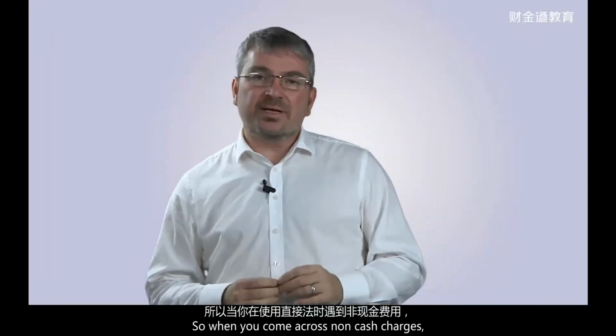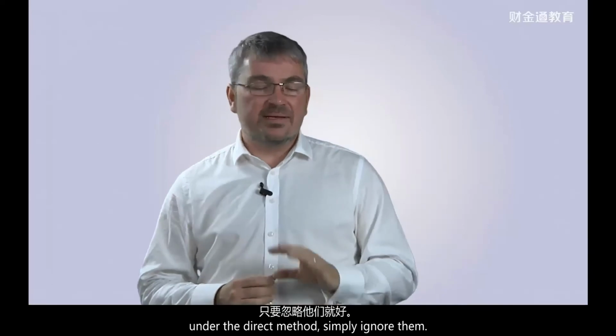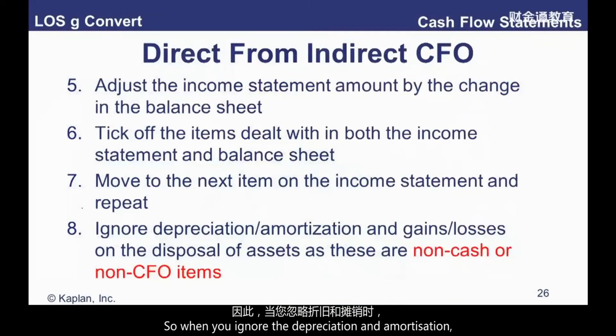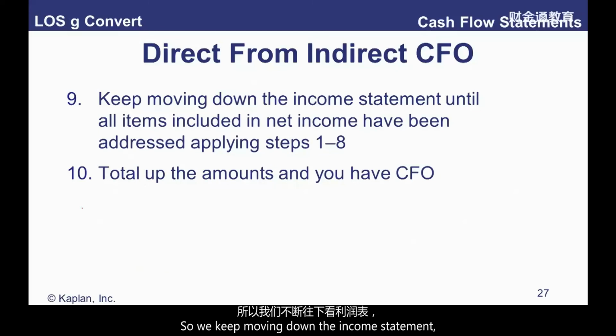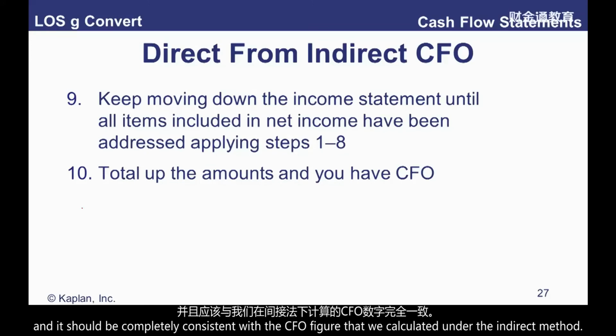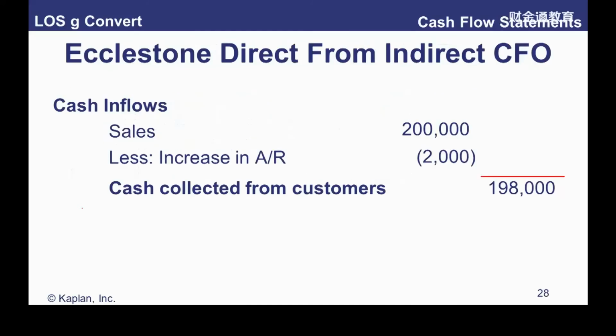So when you come across non-cash charges under the direct method, simply ignore them. So we're going to ignore depreciation, amortization, we ignore gains and losses on disposal of assets, ignore gains and losses on the early retirement of debt, etc. So we keep moving down the income statement until we hit our net income line. We then total it up and we should get CFO. And it should be completely consistent with the CFO figure that we calculated under the indirect method.